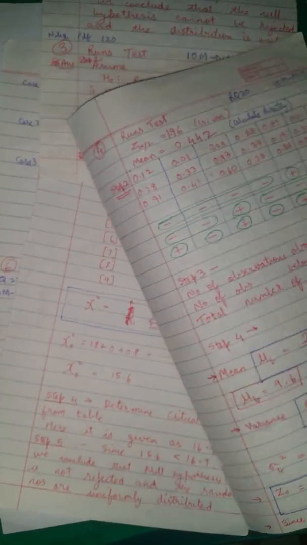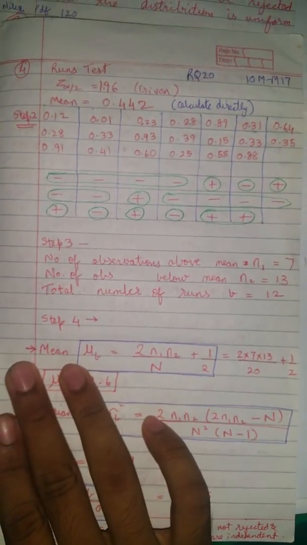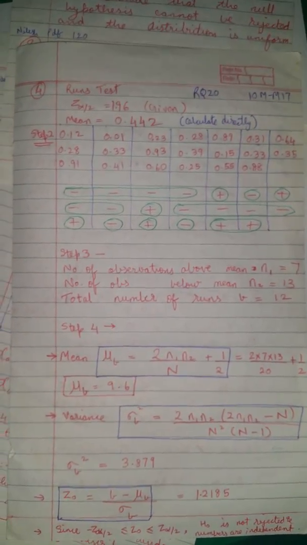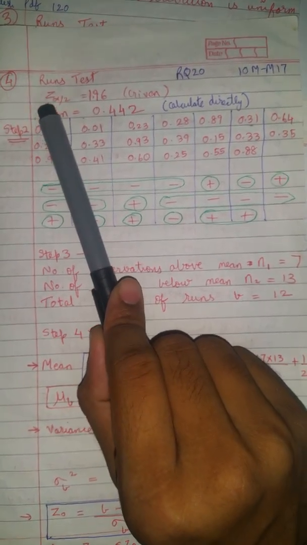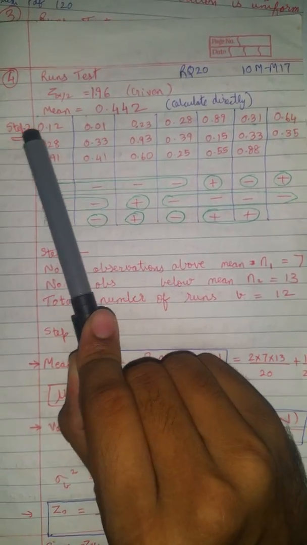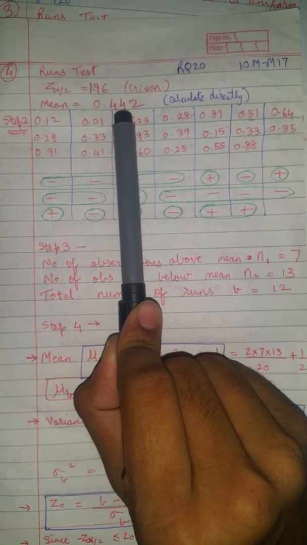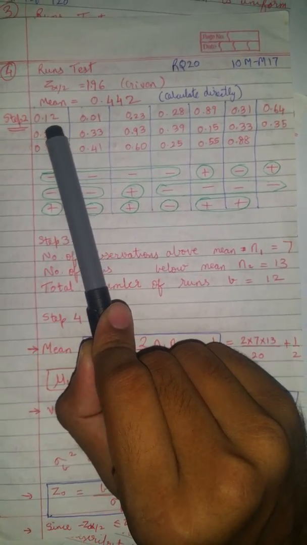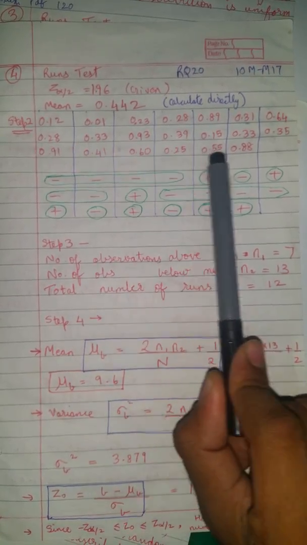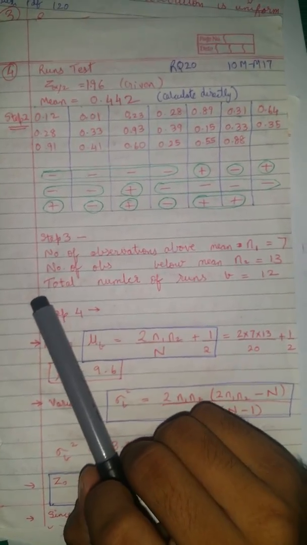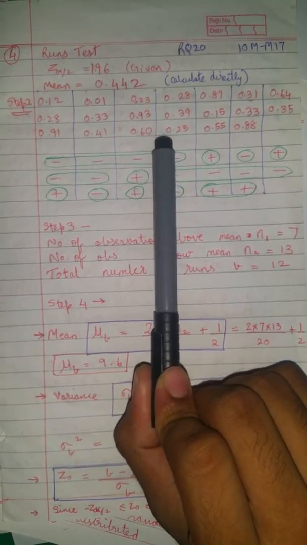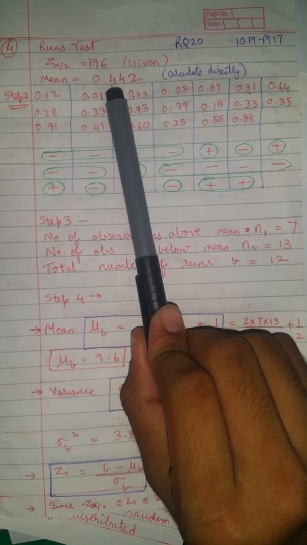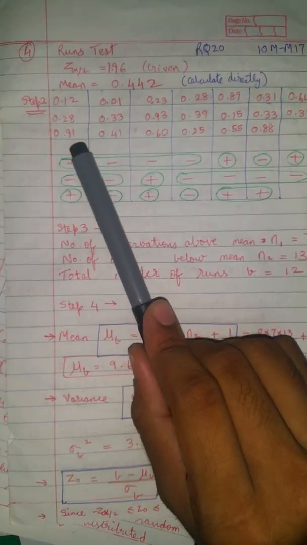Now to calculate the sequence for runs above and below the mean test, initially what you have to do is simply calculate the mean of the values that are given. So I've calculated it, and it turns out to be 0.442. For calculating the mean, sum up all these values and divide it by the number of elements. We have 20 elements here, so when you add this up and divide it by 20, you get the value as 0.442.